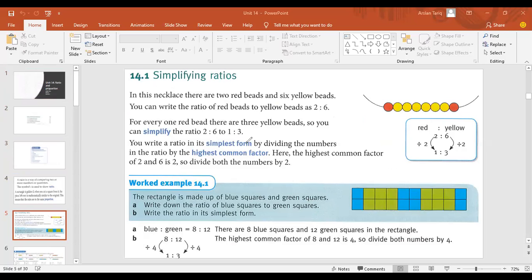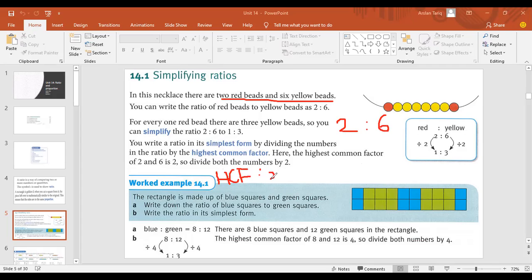What is ratio? Here he mentioned how many red beads we have and how many yellow beads we have. First of all, red beads we have two, so I just mentioned here two, and yellow beads we have six, so I mentioned here six. Later on we need to find the highest common factor, HCF. Once we find it, we take that number and divide with that number.